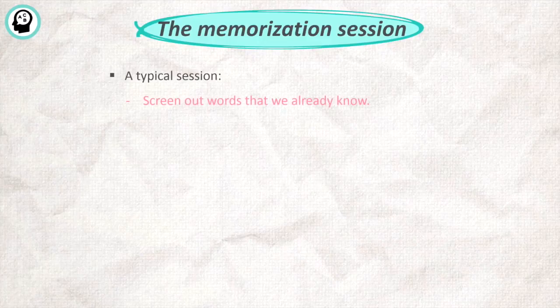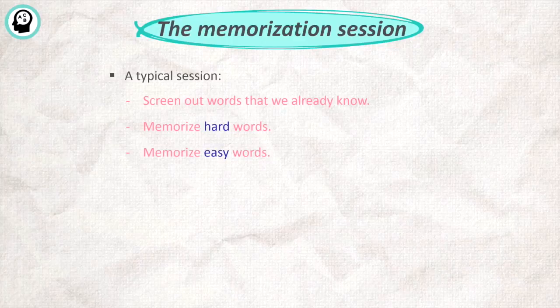Talk about the memorization session itself. Now, the typical memorization session will usually have three different parts: screening out words that we already know, memorizing hard words, and memorizing easy words. Now, in the beginning of the course, we'll have a lot more screening to do. So a session can start off with, say, 50 minutes of screening out words that we're already familiar with.